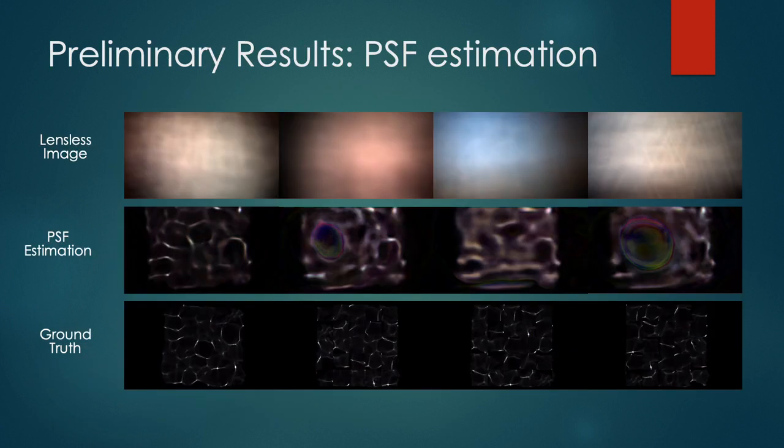These are some early results for the PSF estimation network. The first column to the left is the original PSF in the dataset. The rest are randomized PSFs used to create synthetic lensless images.